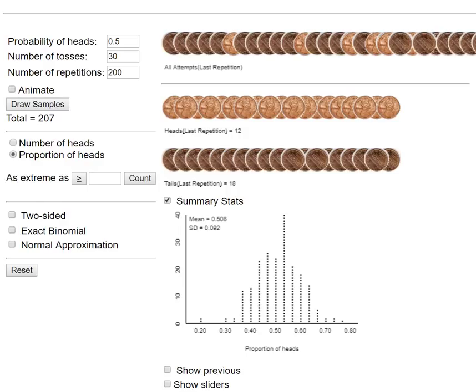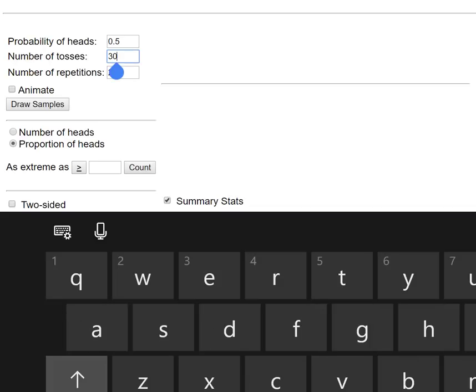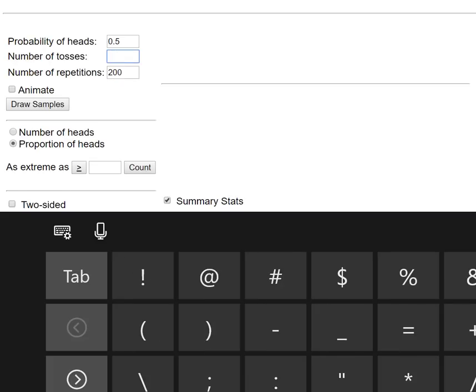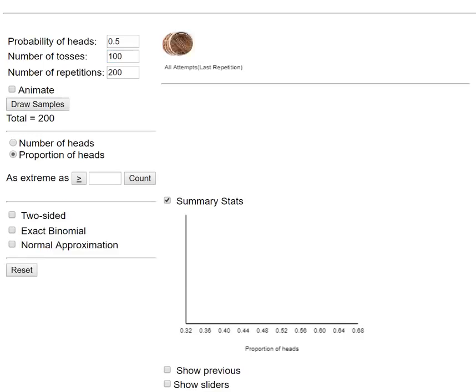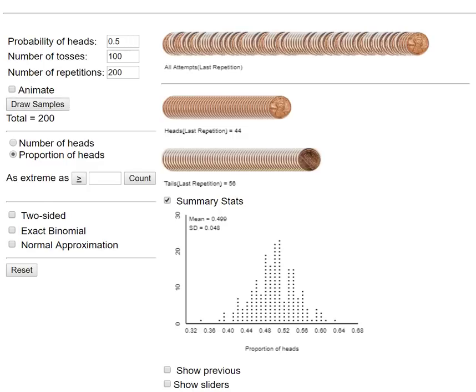Now if I were to reset this and change my sample size from 30 to say 100, so now you're flipping 100 per trial 200 times. Remember our standard deviation was about 0.09 something, now it's 0.048. So by increasing my sample size, my standard deviation and therefore spread and sampling variability decrease. You see this data pushing in. It's getting tighter and tighter around the true center of that distribution.